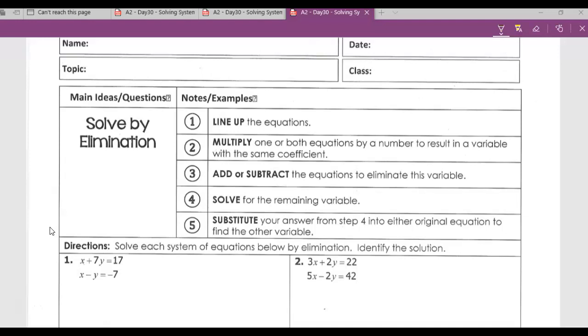Now, according to your notes here, you have pretty much a 5-step process you're going to use, and you can read the steps for yourself. I'm going to go ahead and just explain in my own words what is happening.